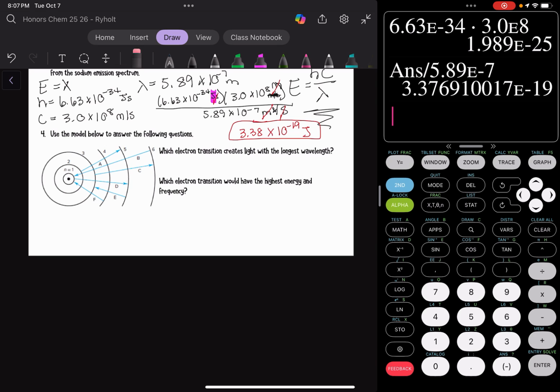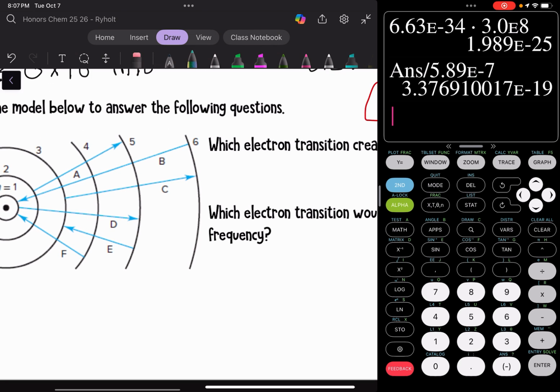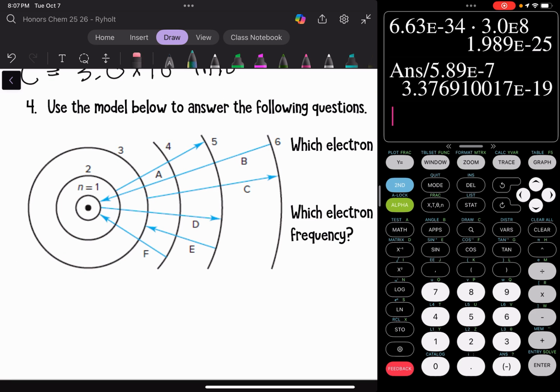In that case, let me just get a better color here. Let's do this rainbow one. Let's just talk about the ones that we care about, the ones that are emitting electromagnetic radiation and sometimes light in the visible spectrum.